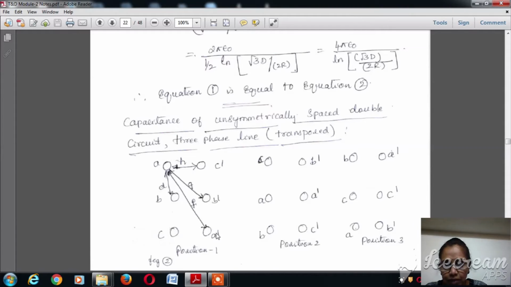So A dash will become the second one, then B dash will become the first one, C dash will go to the third one. So here if we consider, B will become the third one, the third will become the first one, the first one will become the second one, the second will become the third one. So again A, B, A, C, B. Now again from here this C dash will go to the center position, B dash will come to the third position, and A dash will go to the first position. So this is position 3.